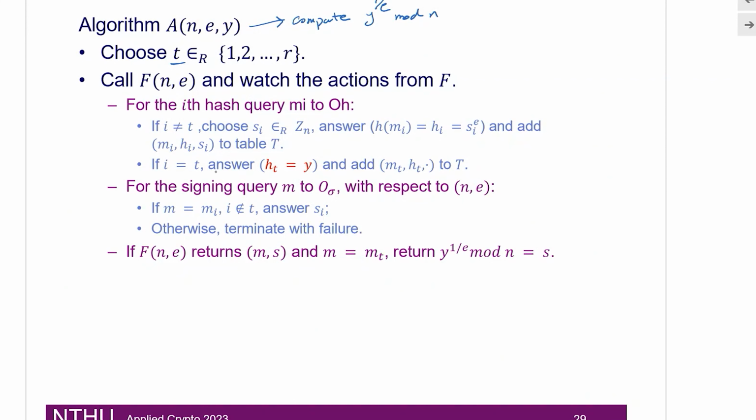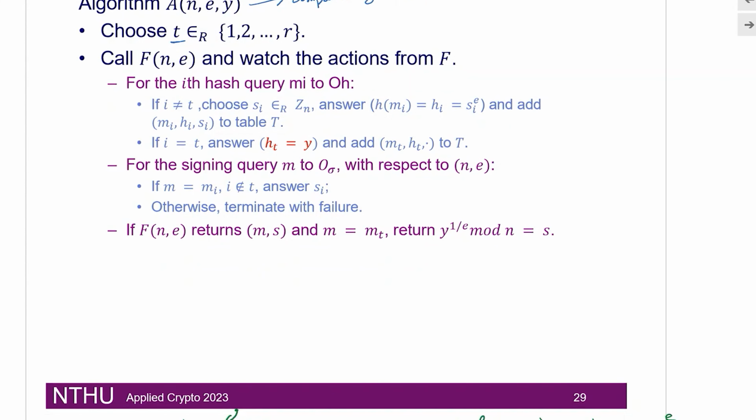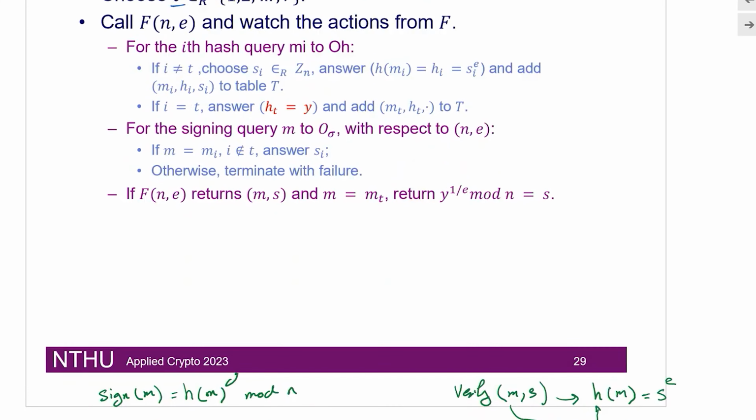And when the adversary, the forger, asks for the T-th query, we are embedding our hard problem over there. We set the hash of that T-th message to be Y, and add this entry to the table. And then here is the dot, because we just don't know the answer.